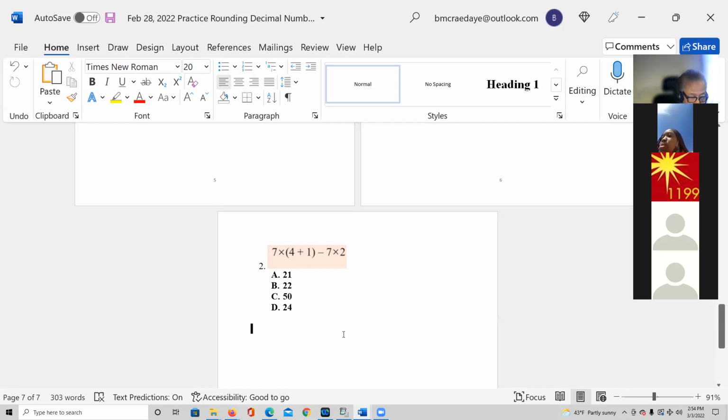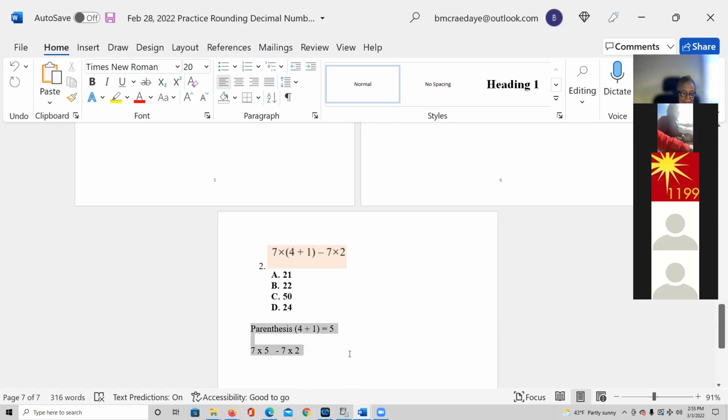I do parentheses first. Okay, so you do parentheses. And that's 4 plus 1, right? Yeah. 5. And that's equal to 5. Okay, then what did you do next? There's no exponents. You move on to multiplication and you're going to multiply 7 times 5, right? 35. Minus 7 times 2. So you have 2 multiplications and a subtraction. Yes. So what did you do?